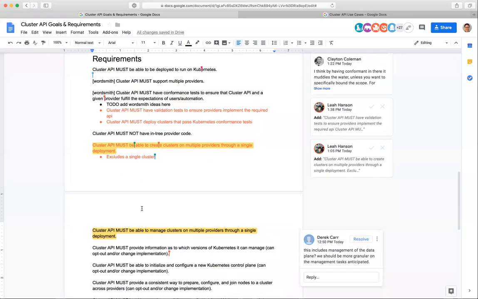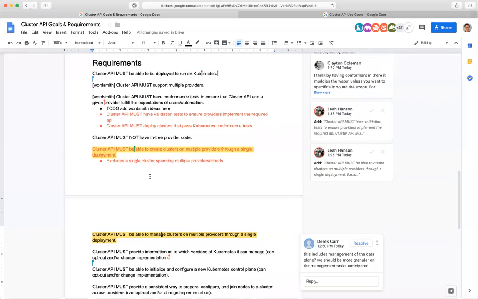But this is implying that one cluster API can manage. It's not just managing the cluster it's in; it's managing many other clusters. Yeah, and they might be on different providers, but it's not a single cluster across multiple providers.